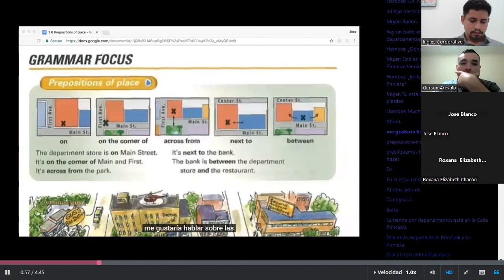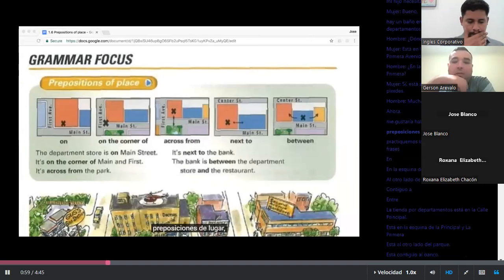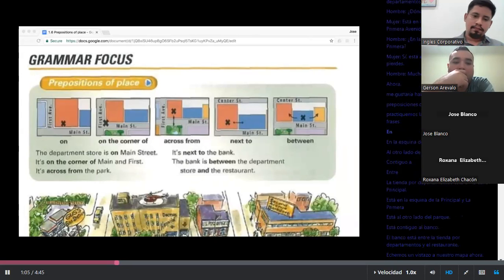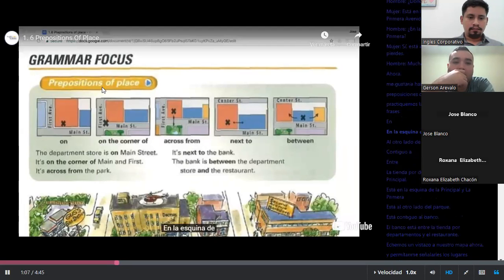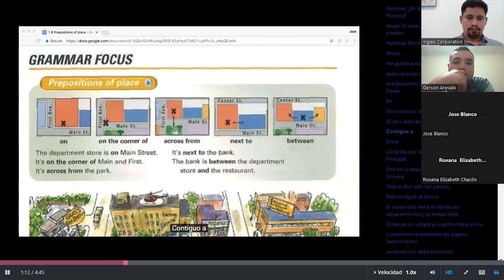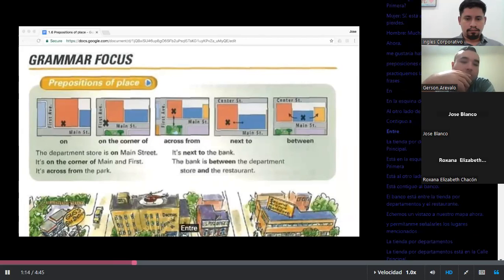Now, I would like to talk about prepositions of place. Let's practice the following prepositions and phrases. On the corner of, across from, next to, between.